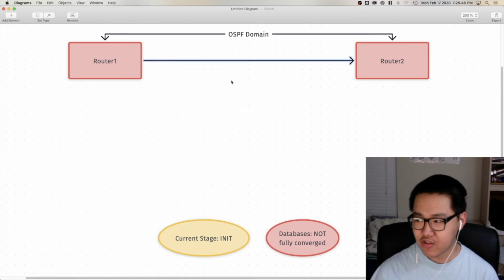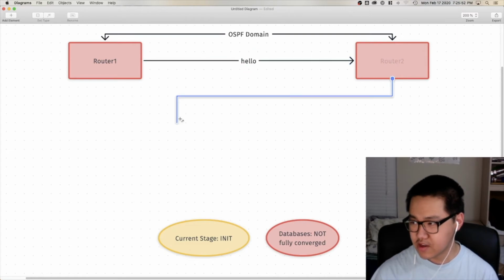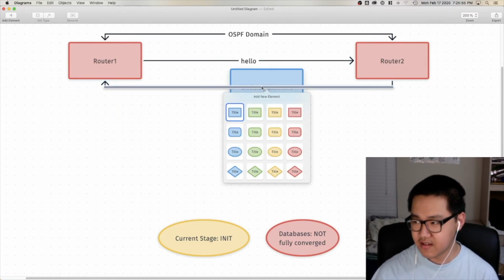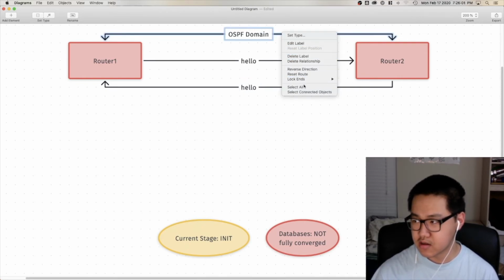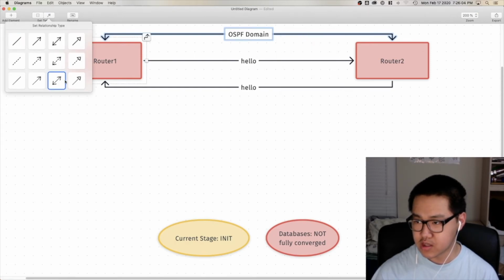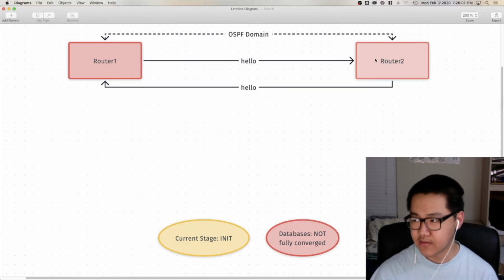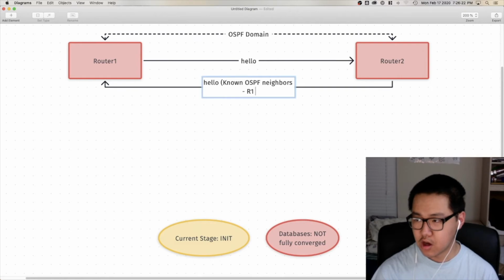We have an OSPF hello. Hello. And we have another OSPF hello. Hello. I should change this to a dotted line. Set type to be deleted. Alright. Now I have the solid line. Hello, hello. Now, this is init, even though there's a bidirectional exchange of hellos, because in this hello, in the known OSPF neighbors, R1 is not in it, and in this hello, known OSPF neighbors, R2 is not in it.